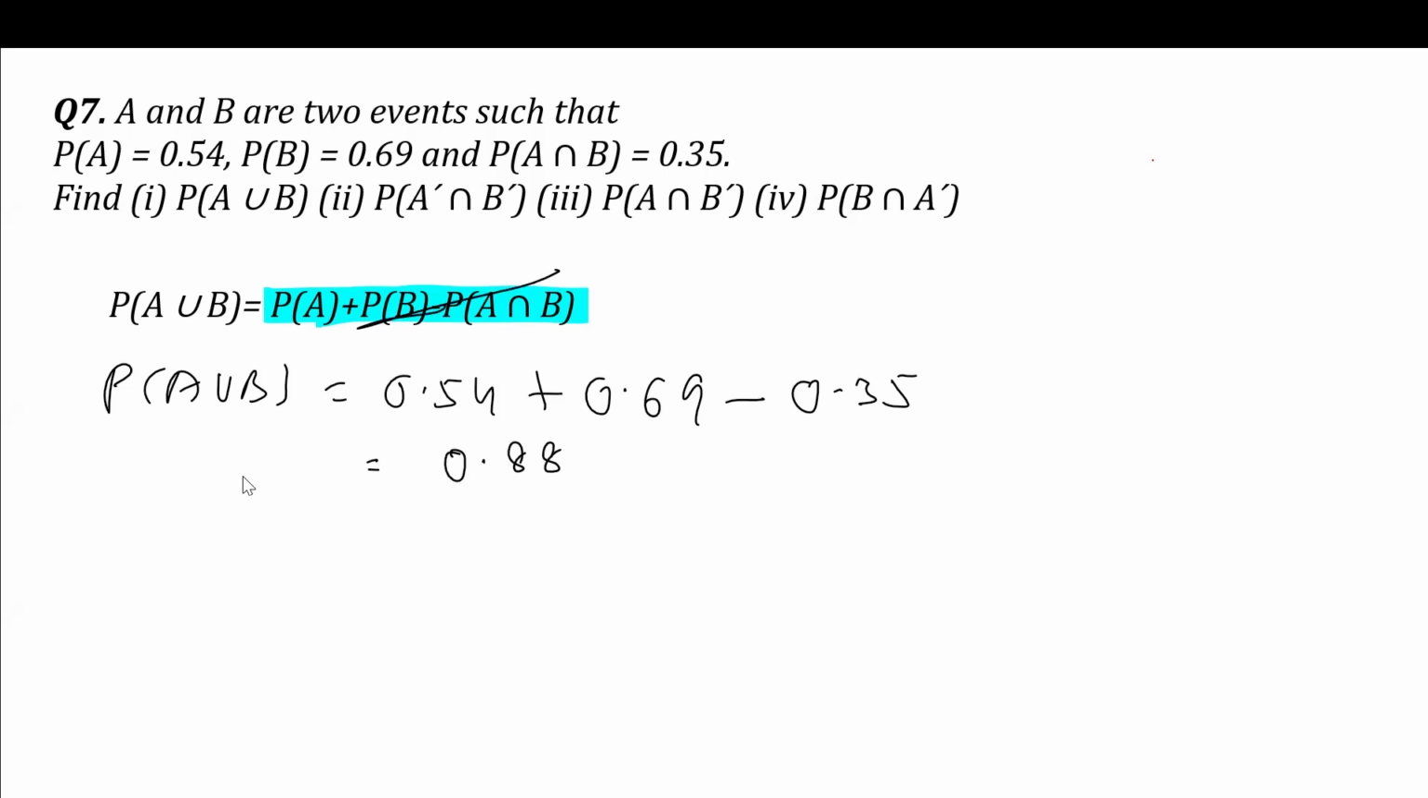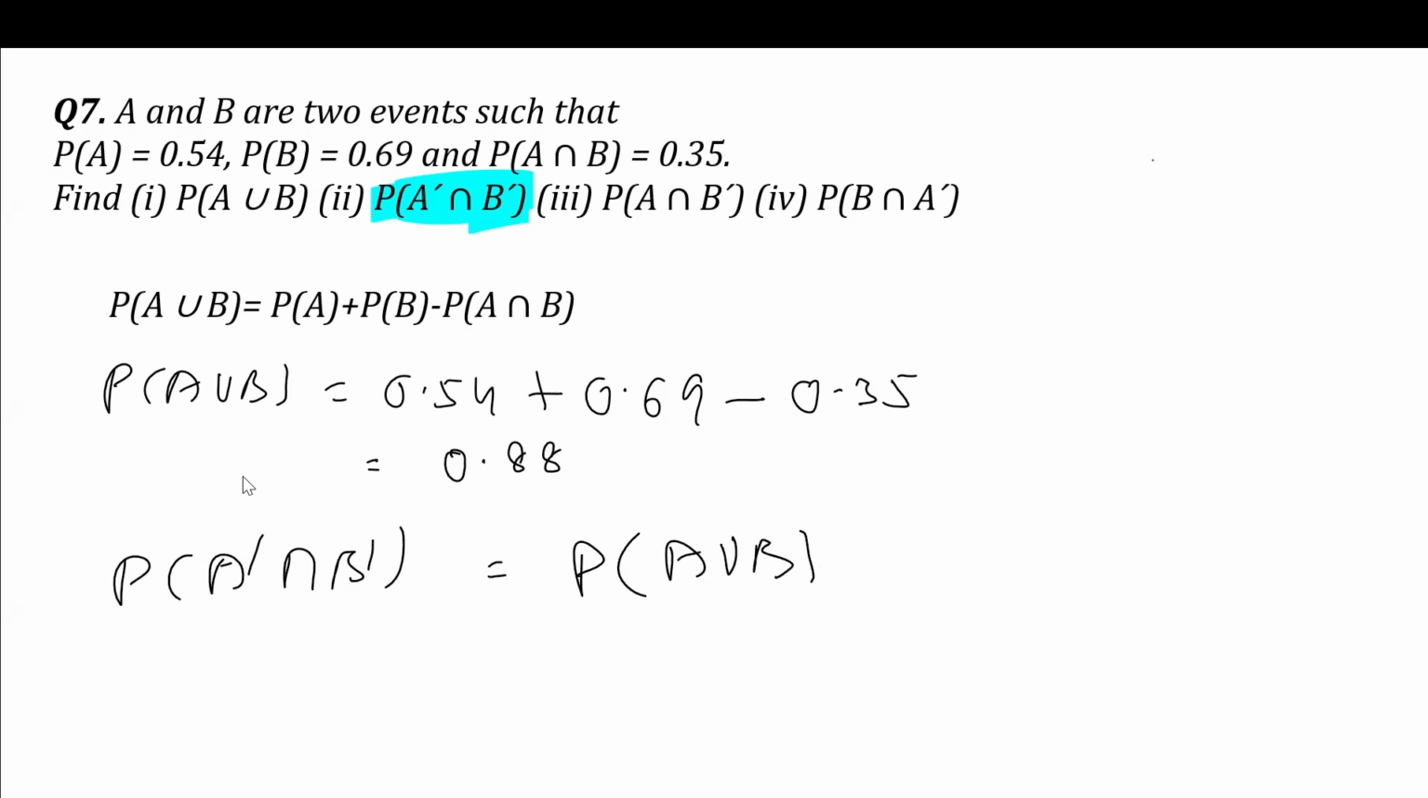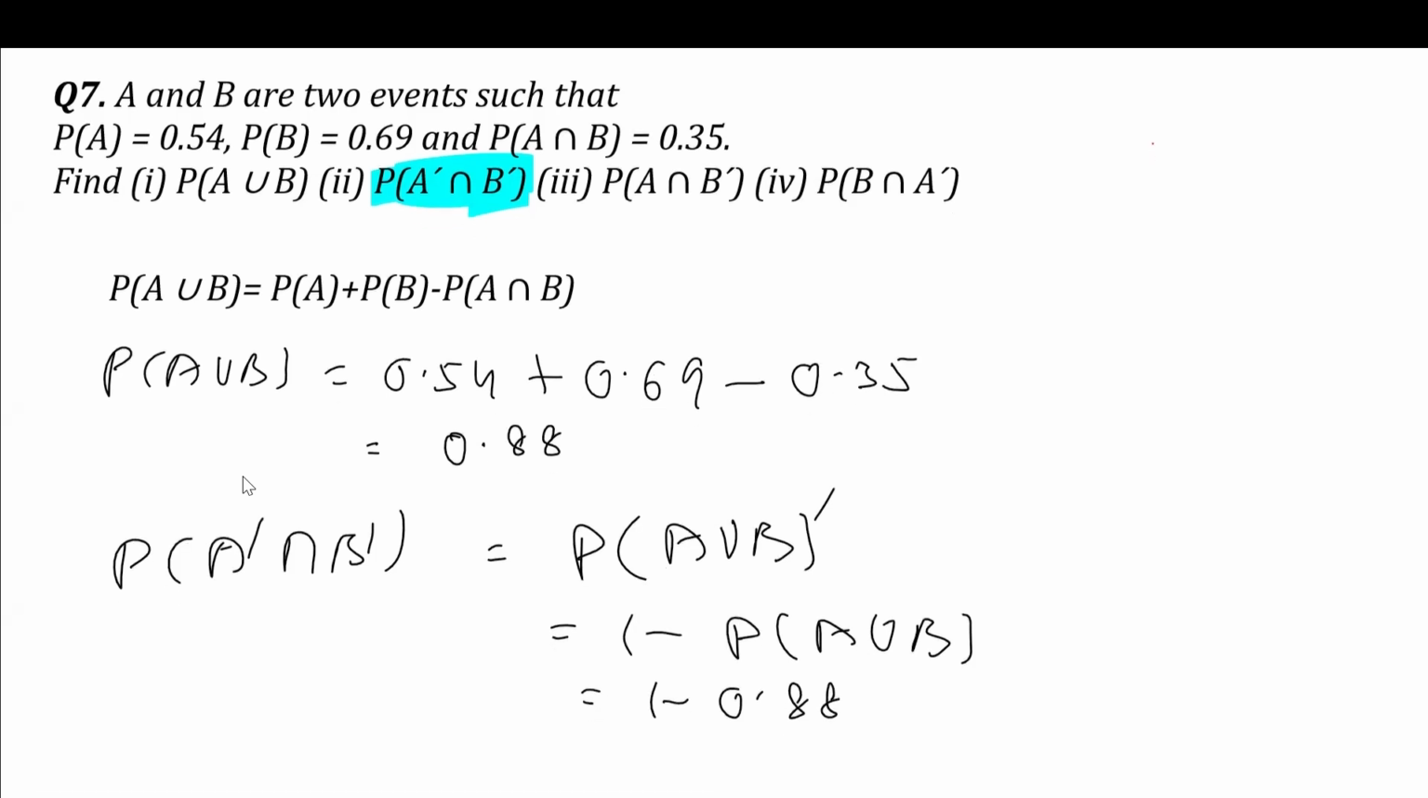Then what we have to find in the next part, this is P(A naught intersection B naught). So from probability, if you remember, A naught intersection B naught can be written as P of (A union B) whole complement, which can further be written as what? This is whole complement, which is 1 minus P(A union B). So that results to give you 1 minus 0.88, right? So it should be how much? 0.12. Yes, it should be 0.12.